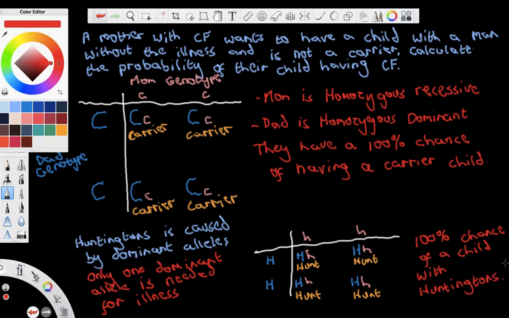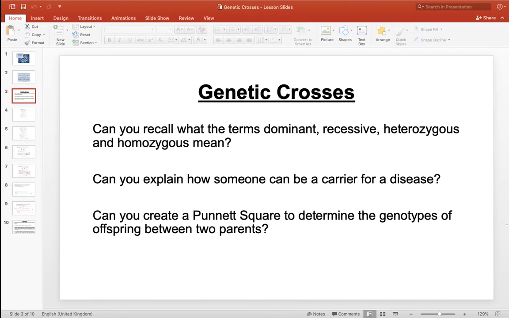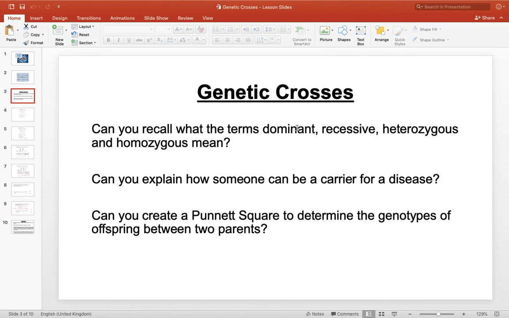Right then. So, you should now be able to tell me what the words dominant, recessive, heterozygous and homozygous mean. You should be able to tell me how someone can be a carrier for a disease, and you should be able to draw a Punnett square to determine the genotypes of offspring between two parents.